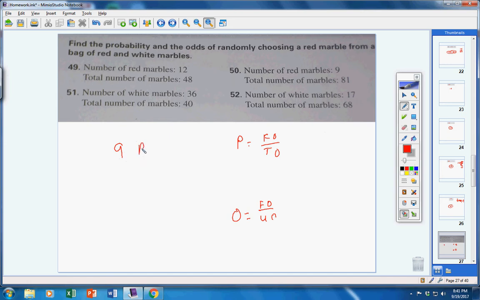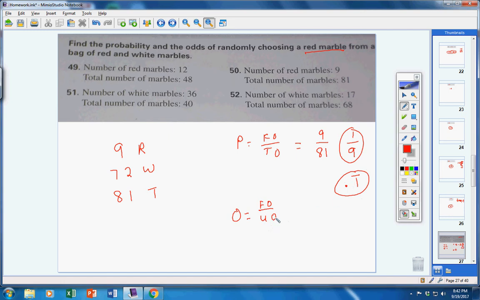We have 9 red, 81 total. So that means we have 72 white. Okay? So let's find the probability of pulling out a red marble. My favorable outcomes would be 9. My total outcomes would be 81. Reduce that and you get 1/9. If you want to write your answer in decimal form, 1 divided by 9 is 0.1 with a bar over it.